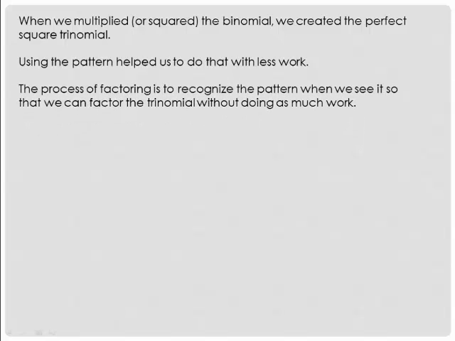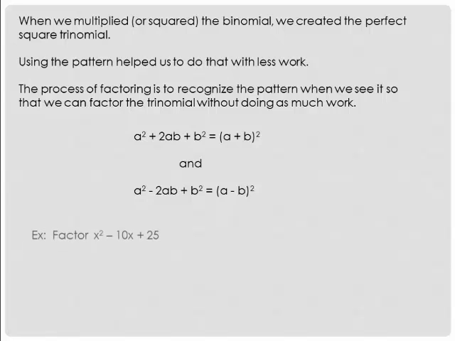The process of factoring a perfect square trinomial is to recognize the pattern when we see it so that we can factor without doing as much work. So if we see a squared plus 2 times a times b plus b squared, it's going to be a plus b squared. And if we see a squared minus 2ab plus b squared, it's going to be a minus b squared. So this is what you do.